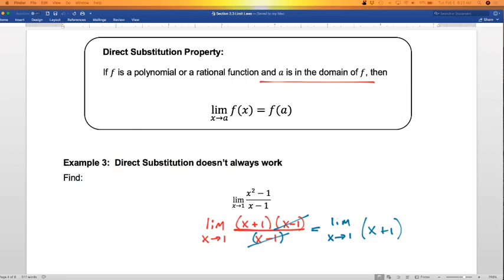So it seems intuitive. And if this is the case, if this is true, then now we have a polynomial, and by our direct substitution property, I can evaluate that simply by plugging in 1 for x and getting 2 out.